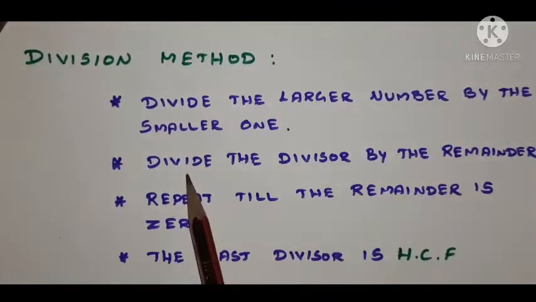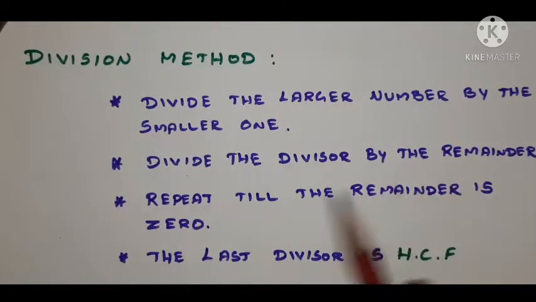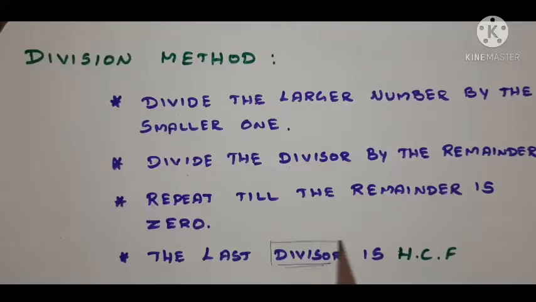Next step, divide the divisor by the remainder. Whatever remainder we get, we take it as the divisor, so that the previous divisor becomes the dividend. Next step, repeat till the remainder is 0. We should continue this process till the remainder is 0. Then the last divisor we get, when the remainder is 0, that divisor exactly gives the value of the highest common factor. This is the method.